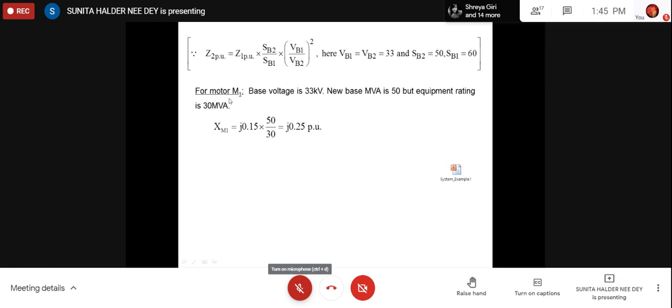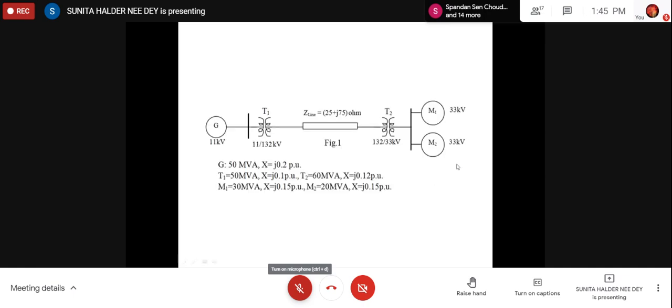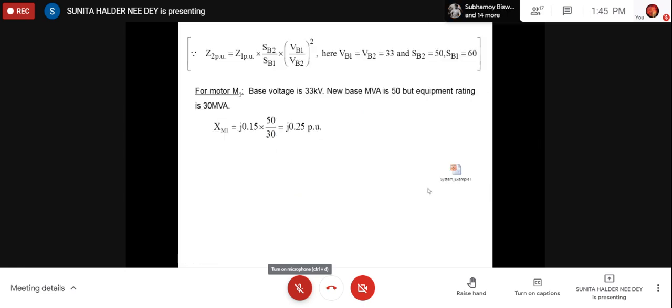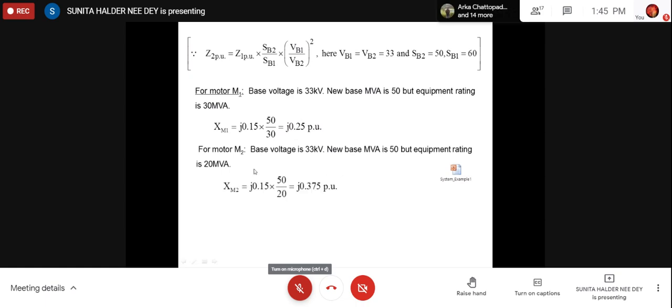Then for motor M1, the base voltage is, when I have written for the motor also, the base voltage every time, it may happen that two motors are connected but their voltage rating is slightly different. Then we have to consider that in the per unit system, otherwise the calculation will be wrong. So here there is no such issue. So the base voltage is 33 kV. Now the base MVA is 50, but the motor MVA is 30. So there will be a change due to the motor MVA only. Similarly, for motor M2, the base voltage is the same, but the MVA is 20. So there will be a change that corresponds to that.